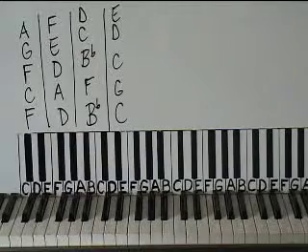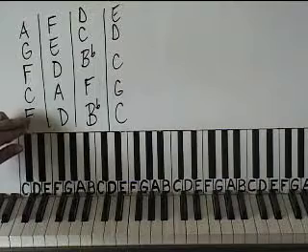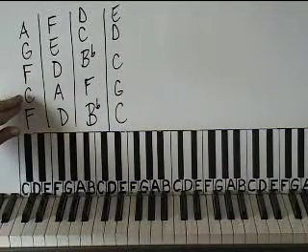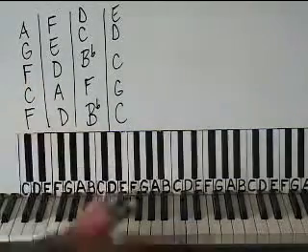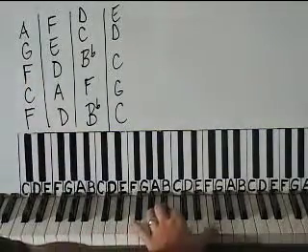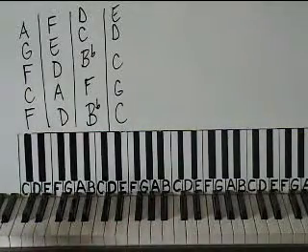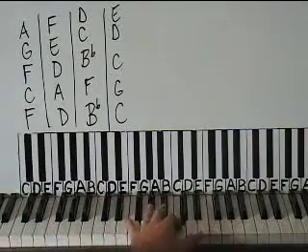Here's the pattern. Let me show you the pattern. First we're going to play the octave and the fifth up, so F, C, F, and then go back down to the fifth, to the C. So 1, 2, 3, 4. Let's do that. F, C, F, back to C. Okay, that's the first part of the pattern. Let's do it again. F, C, F, C.